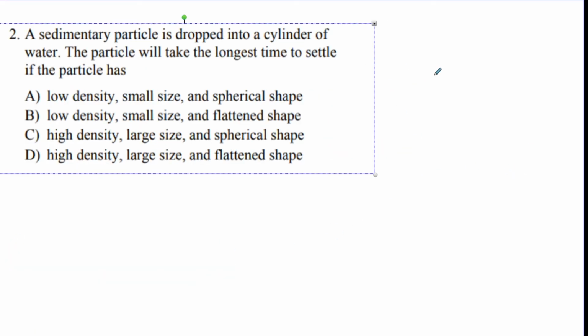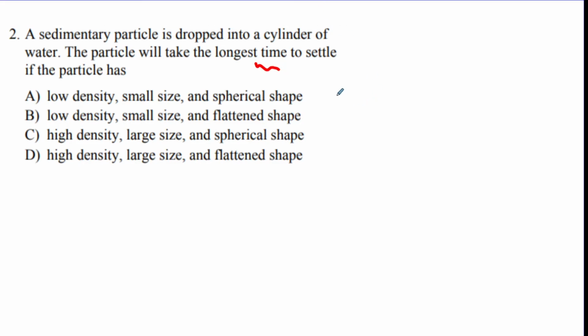Number 2, a sedimentary particle is dropped into a cylinder. The particle that will take the longest time to settle, which would be what? The longest time to settle, we want the lightest one, generally, and the smallest one, and the flatter. So the best answer here is going to be low density, small size, and flat. The one that would go the fastest is going to be your high density, large, and spherical. That's your fast.